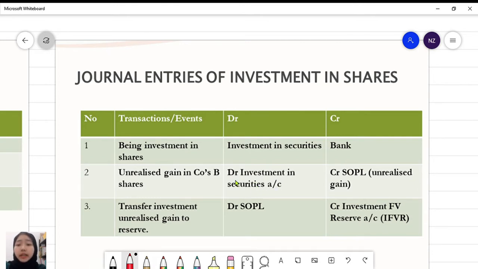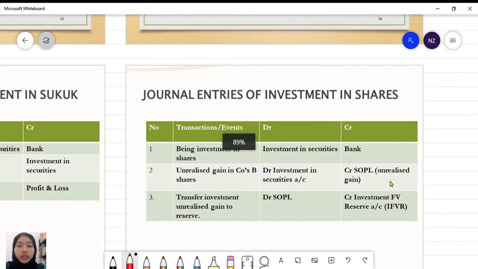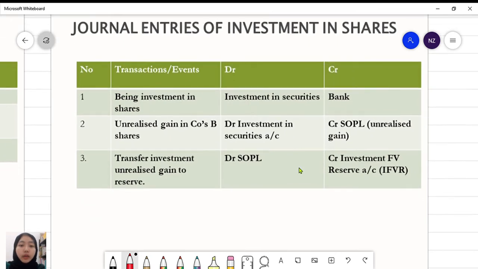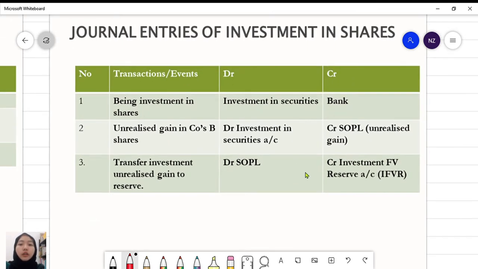And then we credit SOPL. If suddenly at exam time you don't remember which account the SOPL is, is it unrealized gain or something else, to be safe you just put it as SOPL, SOCI. Okay, that one is to record the gain or the profit of the shares.